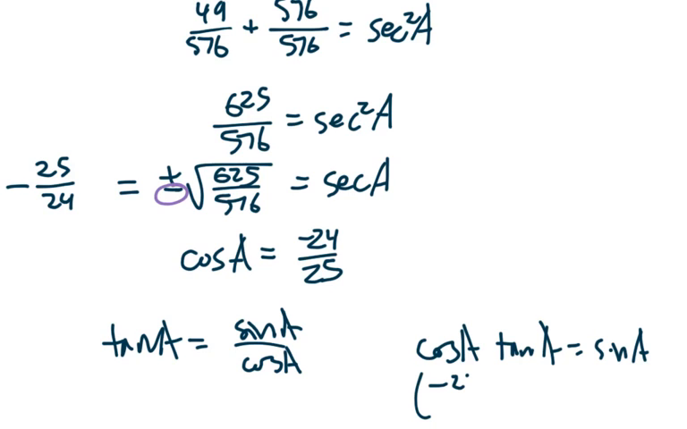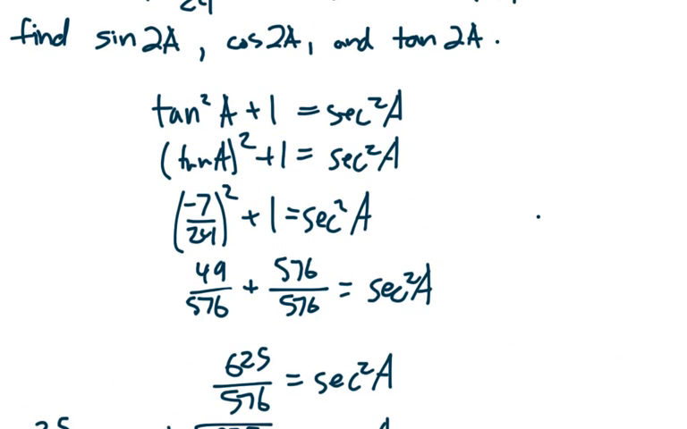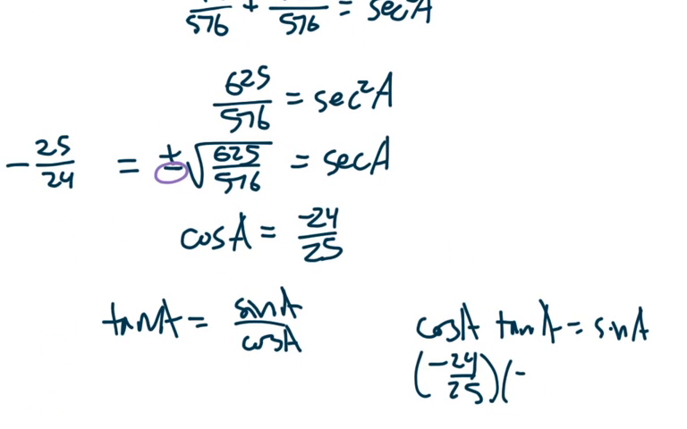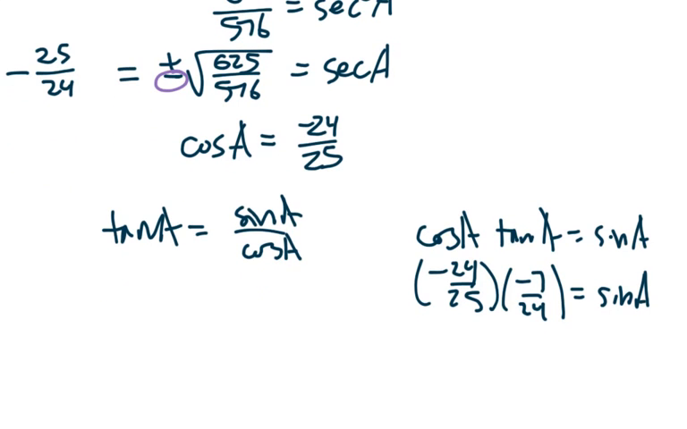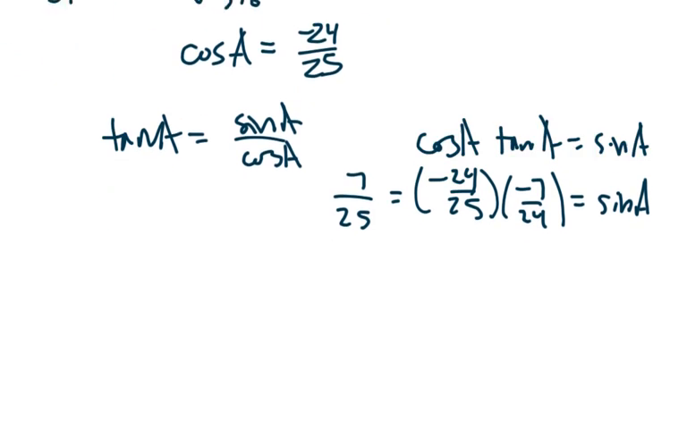Cosine, negative 24 over 25. Tangent, way back up here, tangent is negative 7 over 24. Negative times negative, and 24 over 24, both tell us that sine of A is going to be positive 7 over 25. That wasn't that bad, right? Wait a minute, I'm not boxing that, that's not a real answer. We've got sine and cosine and tangent.